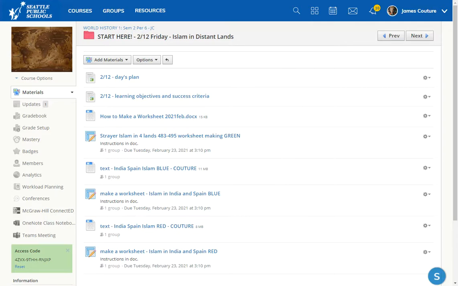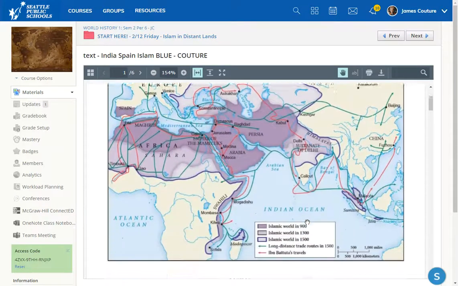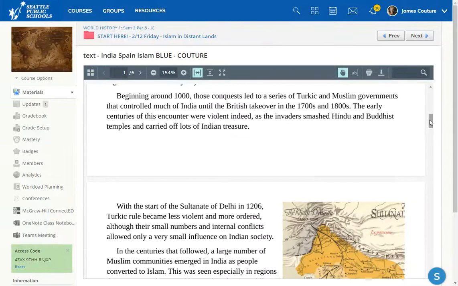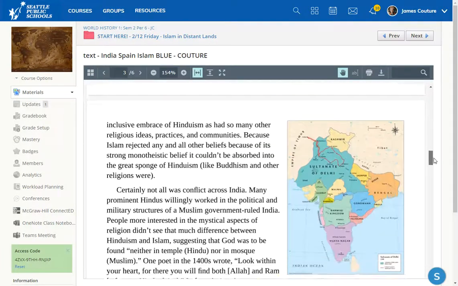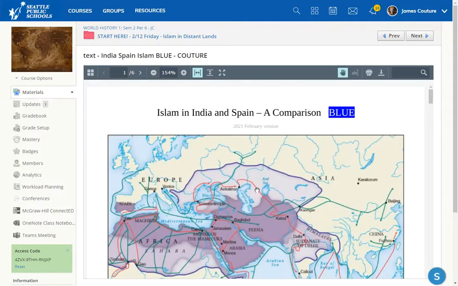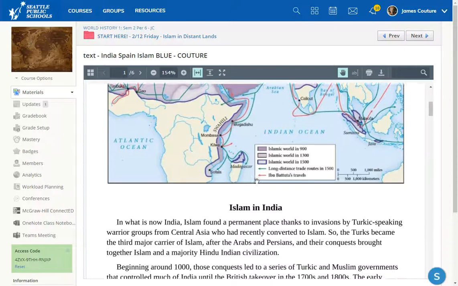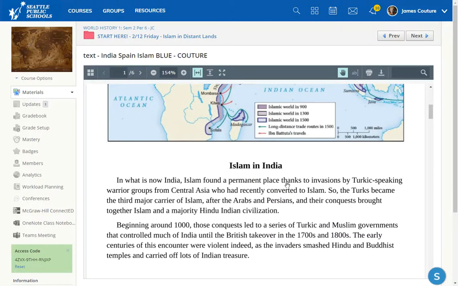All right, so when I do these, I give you a reading. In this case, it's a reading on the spread of Islam in India and Spain. So there's your standard kind of textbooky reading with some pictures and art and all kinds of stuff like that. And so you're going to make a worksheet as opposed to do a worksheet on this reading. So the idea here is to teach you how teachers think when they make worksheets, and therefore you'll have a little easier time when you're doing worksheets or taking tests because it's basically the same skill.